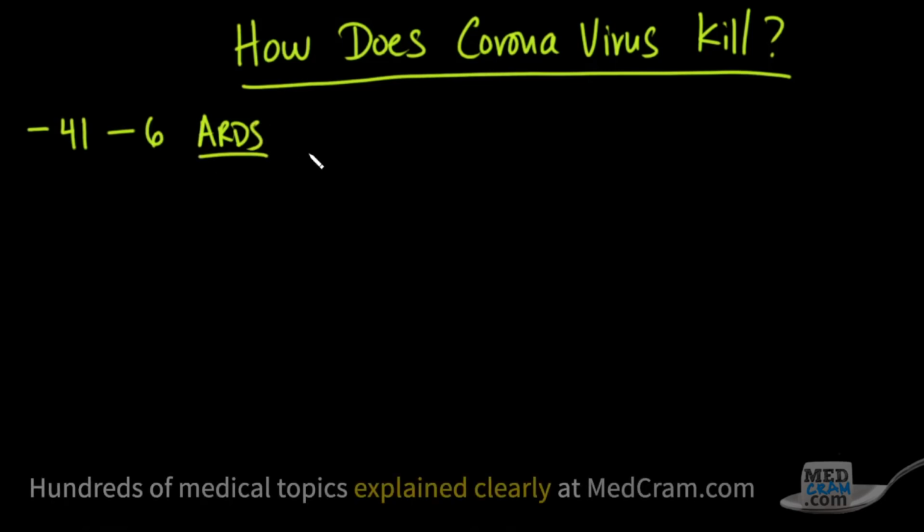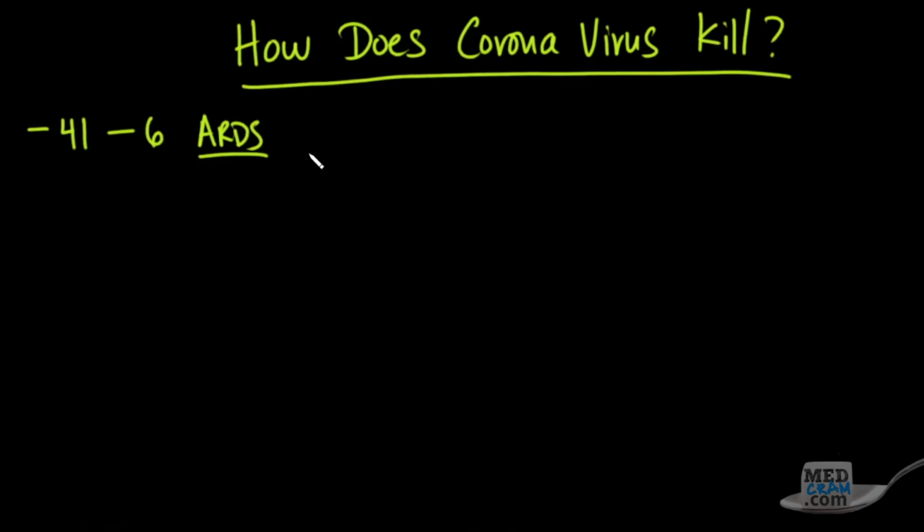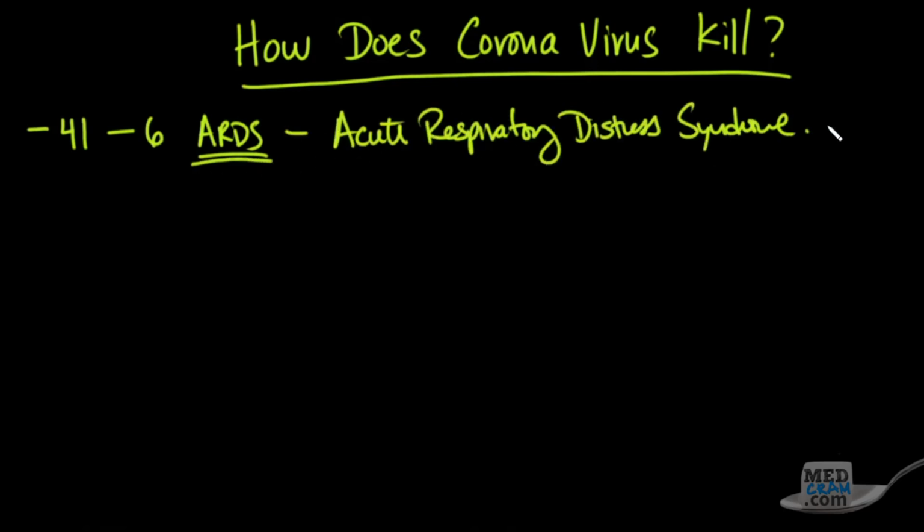It's not just the coronavirus, but many other viruses, including the influenza virus that we have every year. How is it that this happens? It's through acute respiratory distress syndrome, and I'm going to explain to you how that happens. So you first have to understand lung anatomy. And to understand that, I like to show you a tree.